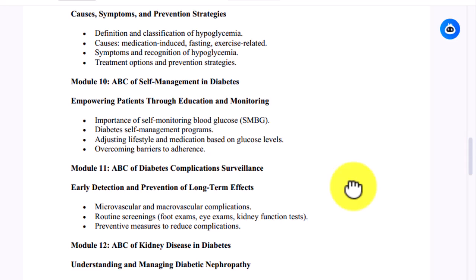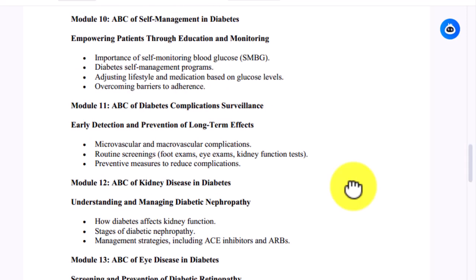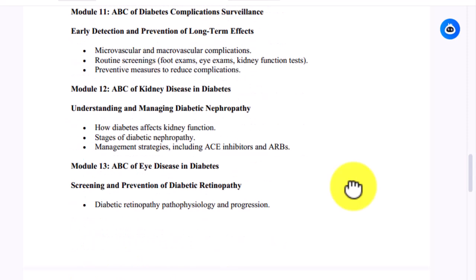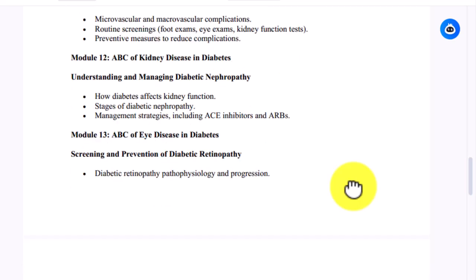ABC of self-management in diabetes: empowering patients through education and monitoring, importance of self-monitoring blood glucose, diabetes self-management program, adjusting lifestyle and medication, complications and surveillance, detection and prevention of long-term effects. ABC of kidney disease in diabetes: understanding and managing diabetic nephropathy, how diabetes affects kidney function, stages of diabetic nephropathy.